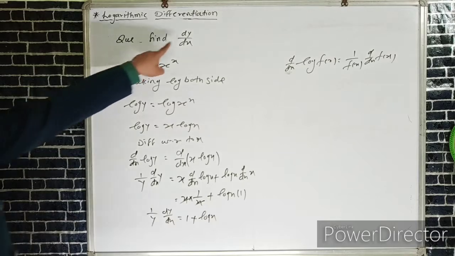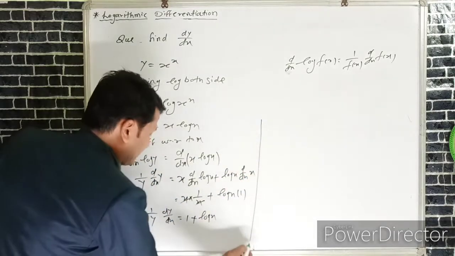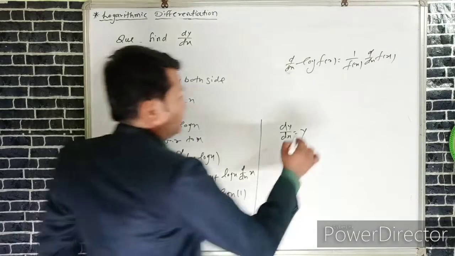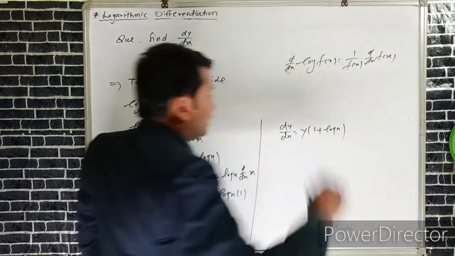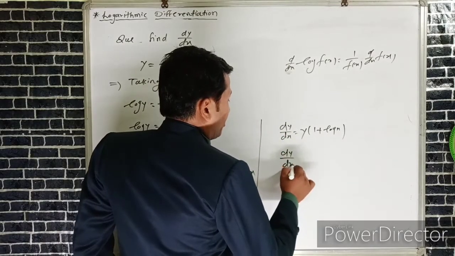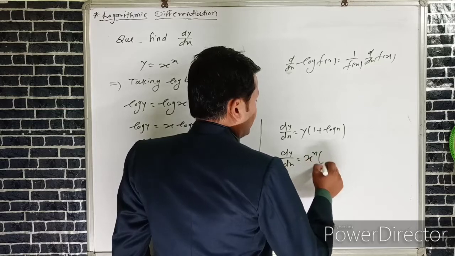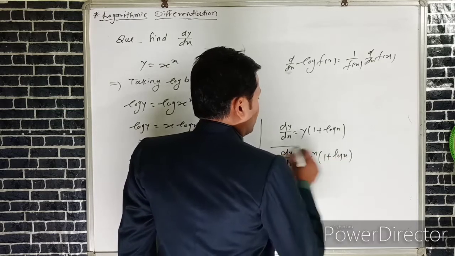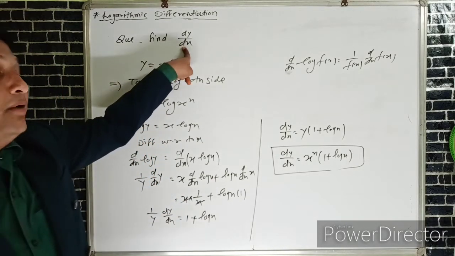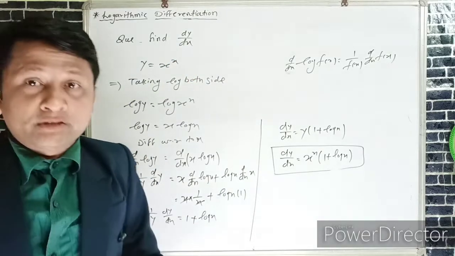But we have to find dy by dx. Then we transfer this y to the right side and we can write dy upon dx is equal to y into 1 plus log x. And the value of y is x raised to the power x, hence the complete derivative is x raised to the power x in brackets 1 plus log x, which is the required derivative of y, meaning the value of dy by dx. Similarly, we can find the derivative of more functions.